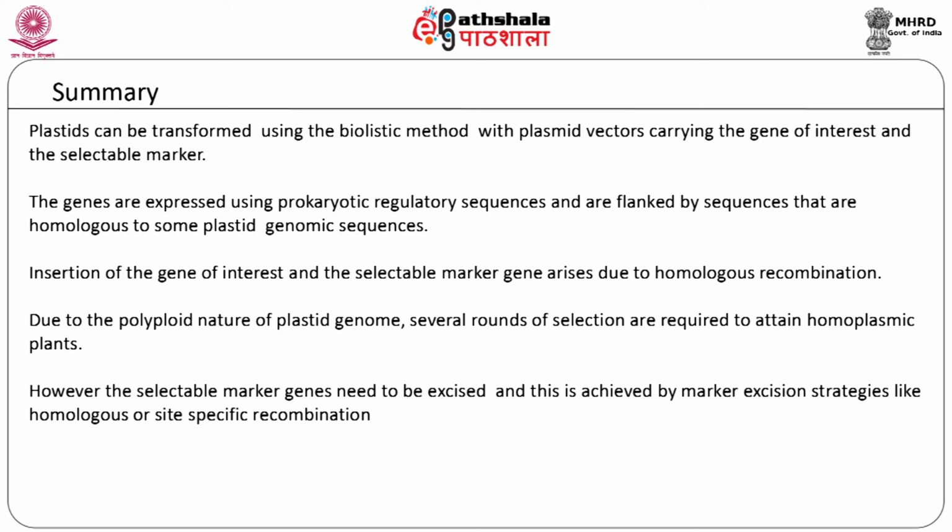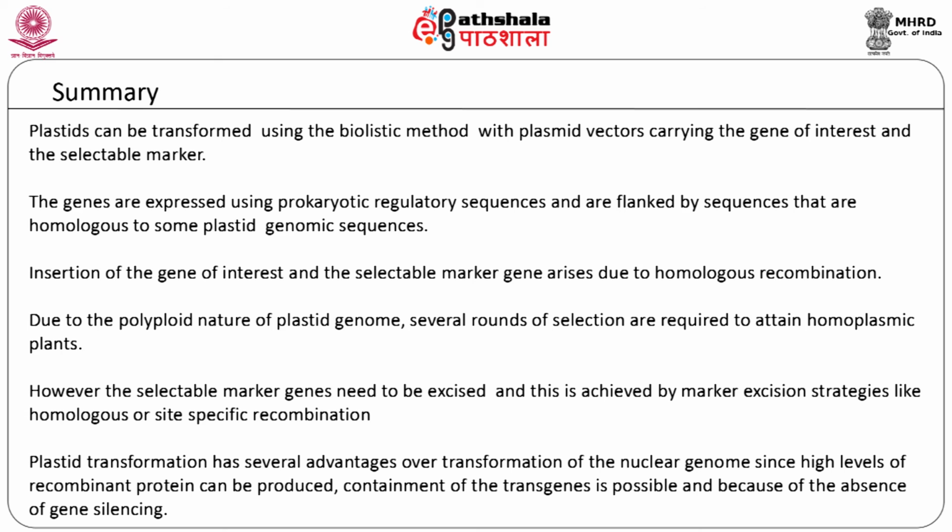Plastid transformation has several advantages over transformation of the nuclear genome, since high levels of recombinant protein can be produced. Containment of the transgenes is possible, and there is an absence of gene silencing. However, this technology has not yet been applied so far for improvement of agronomic traits in any crop plant.